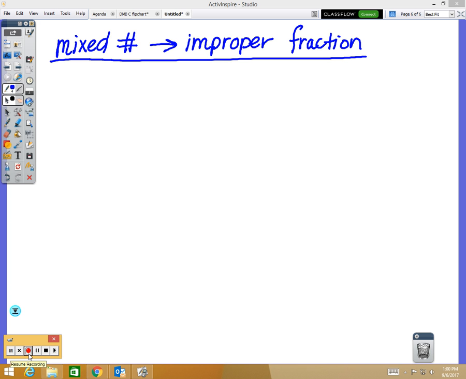So if I have the mixed number 2 and 1/3, and I want to write this as an improper fraction. Again, I know this is all review, but I also know that probably not every single person in here could do this problem immediately. So that's why we want to review, because we have to be able to have all these skills to be able to add, subtract, multiply, and divide.